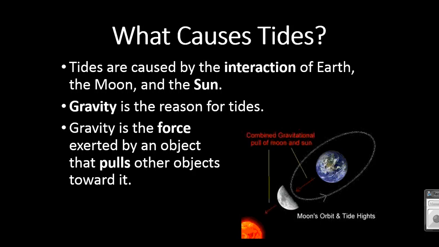So once again, it's that interaction between Earth, Moon, and Sun. Every body has a gravitational pull. The sun's is obviously the strongest of the three, and then the Earth, and then the moon. So depending on how Earth, Moon, and Sun are lined up, is going to tell us whether we have really high tides or low tides.